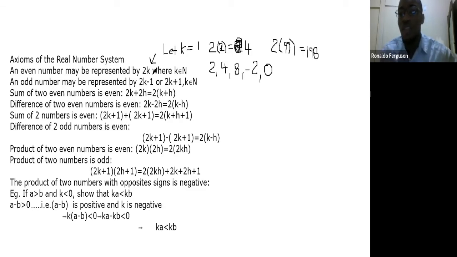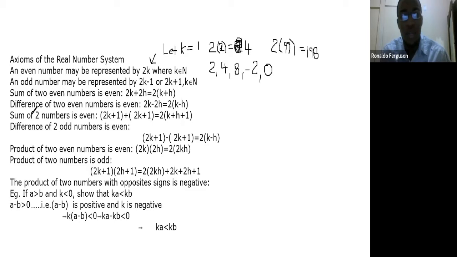Then now adding two even numbers. If we're adding two even numbers, we're adding 2k plus 2h, where h is also an element of natural number or counting number. So 2k plus 2h, we can factor out 2 and we get 2 times k plus h. This is the form that the sum of two even numbers takes. Now let's say we want the difference of two even numbers. It would be 2k minus 2h, so we change the plus to minus, and then 2 times k minus h is the form of the difference of two even numbers.